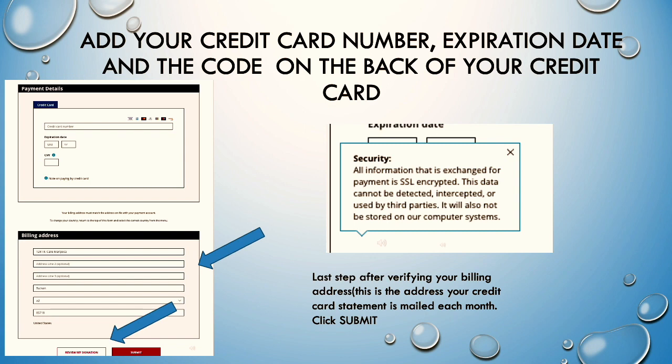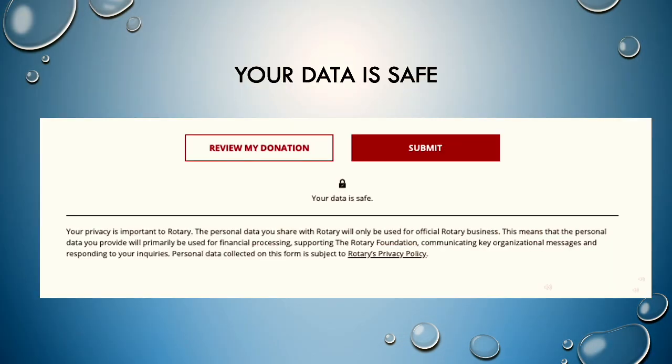Now I suggest you click the button below that says Review My Donation so you can make sure that you filled out everything correctly and that you're satisfied. The last step, of course, is to click Submit. Now on this last screen, you will see that you can still review your donation to make sure that it's accurate, but also you can click Submit if everything was accurate in the previous screen. Keep in mind that your data is safe and secure at Rotary.org.